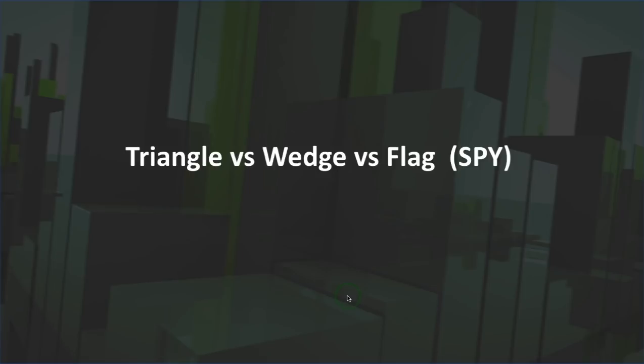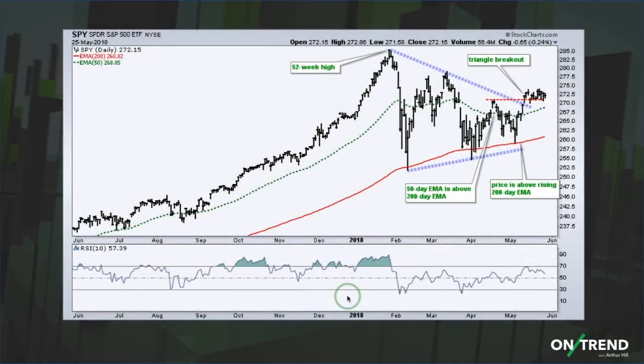So now we have the triangle versus the wedge versus the flag for SPY. And this is very important because whatever happens to SPY is probably going to happen to most of the other indexes, sectors, industry groups, and stocks in the stock market. Because SPY is the main driver, the S&P 500. I know everybody's been talking about how the surge in the dollar is helping small caps. Well, that surge in the dollar is not going to help small caps at all if the S&P 500 turns down. In fact, if the S&P 500 turns down, small caps are probably going to lead on the way down.